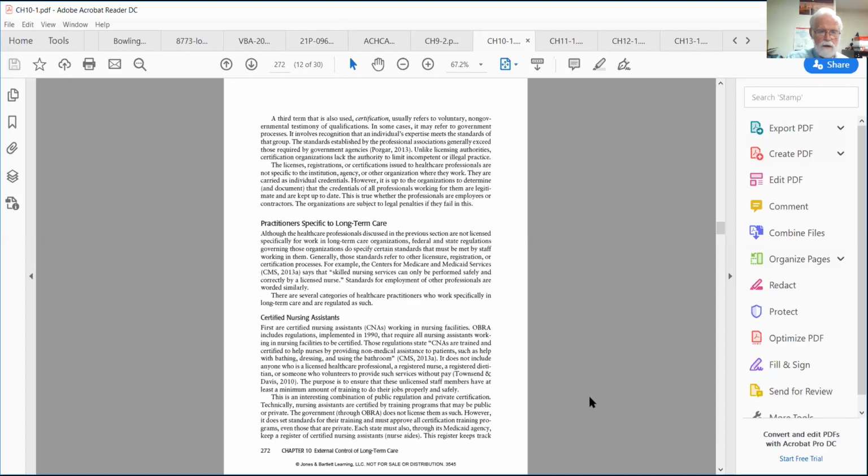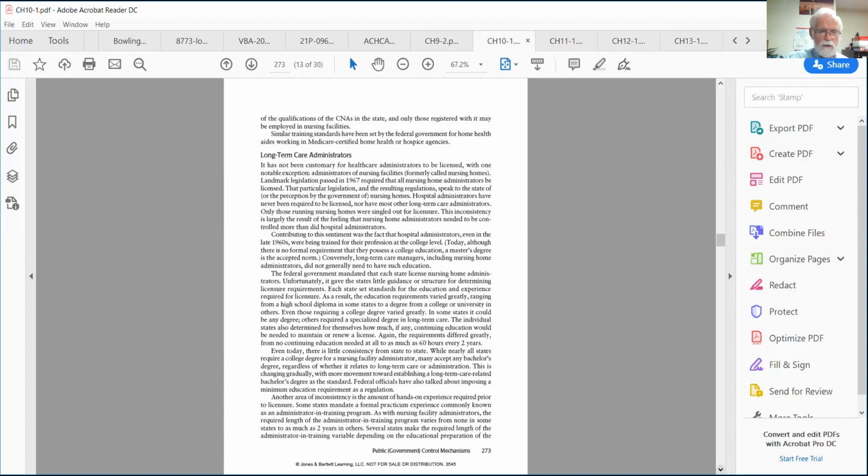There are many ideas in this chapter, but specific to long-term care, of course, we have CNAs, we have administrators, and this starting on page 273 is a good place for you to really study what is going on. In the past, we haven't licensed these administrators, but we are now doing so. I don't know about the state of Colorado, whether they actually require it, but I know that there has been a growing trend to people getting certified as long-term care nursing home administrators and so forth.